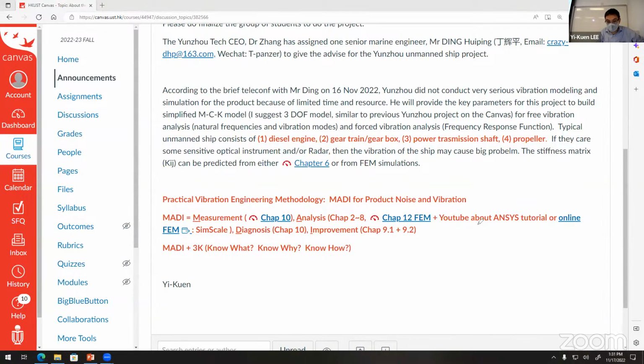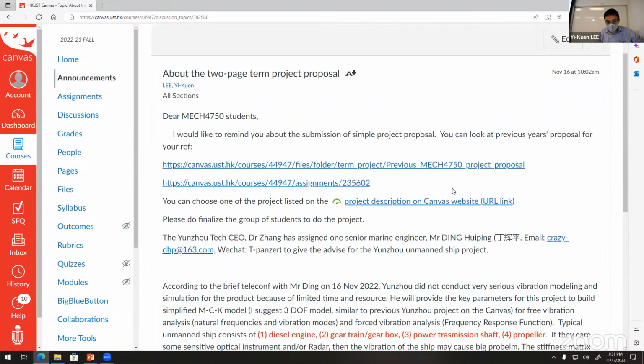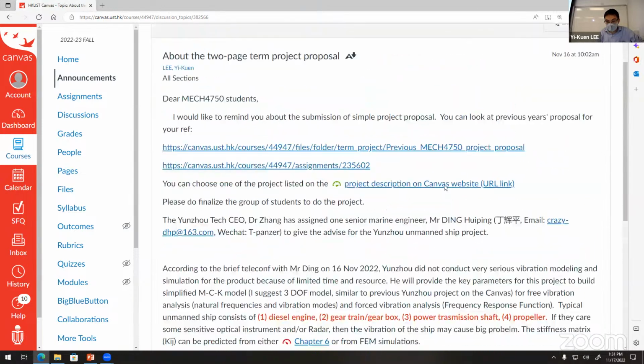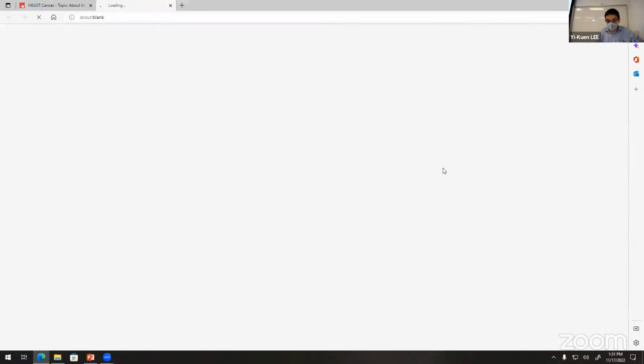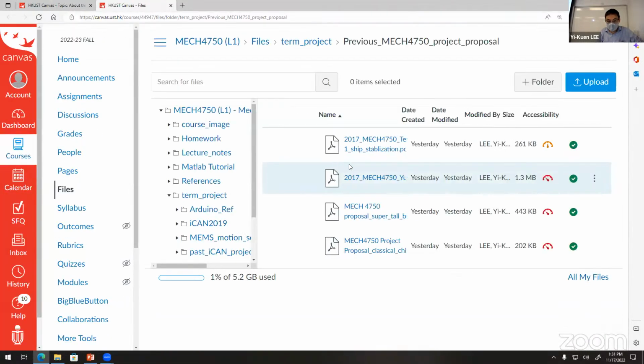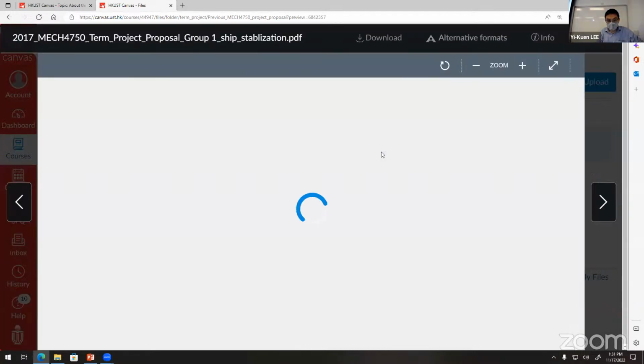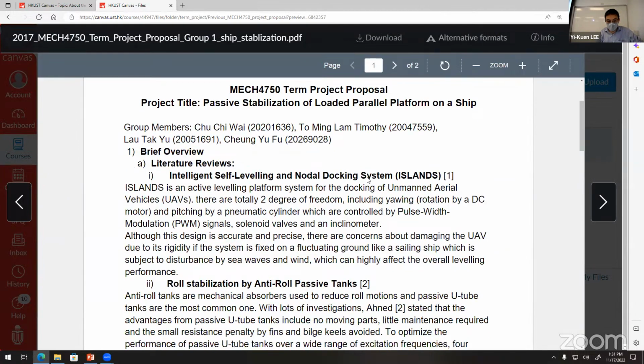Okay, anyway, so I still need to remind you about the two-page progress. This is a term project proposal. First, you need to find your classmates to form a group, and then you can look at what a typical proposal is. I already shared with you the previous year's proposal.